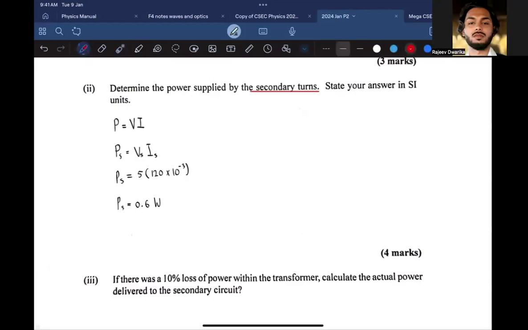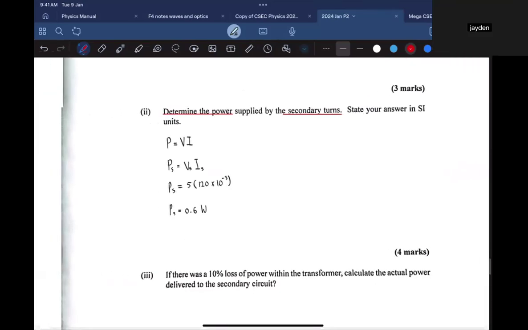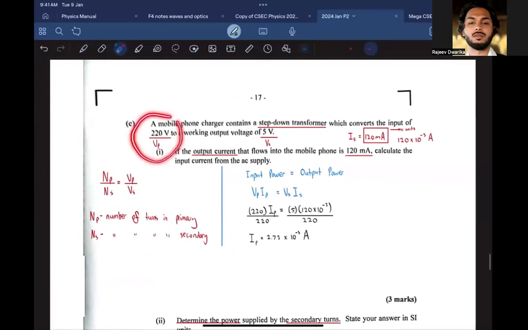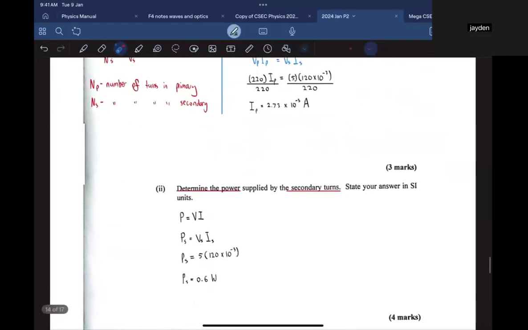Okay, you want to know how I know how to use this formula? Watch. What did they ask me to find? And what was the information I had? Let me look at the question, right? And I have voltage and I have current for everything. Yes, sir. Yeah.